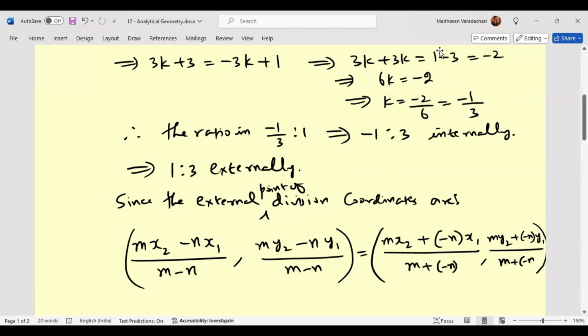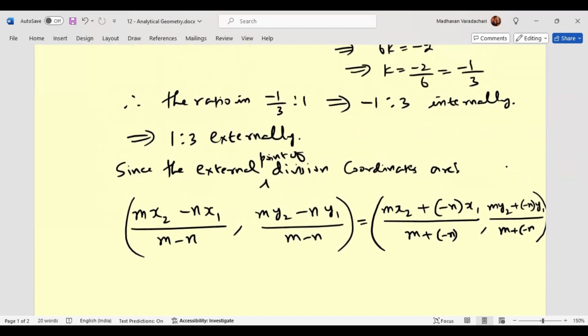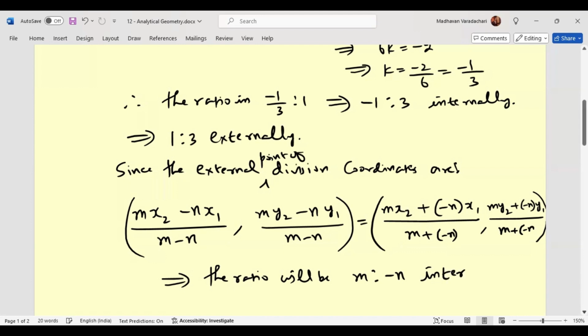So that means this implies the ratio will be m is to -n internally, because we just modified it: everywhere instead of n it is -n, so the ratio now becomes m is to -n internally. So on that basis only we wrote in the above. That is why we wrote 1 is to 3 externally. So that is the solution for this question.